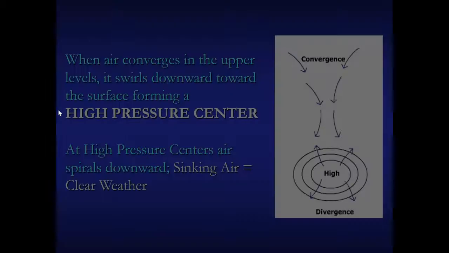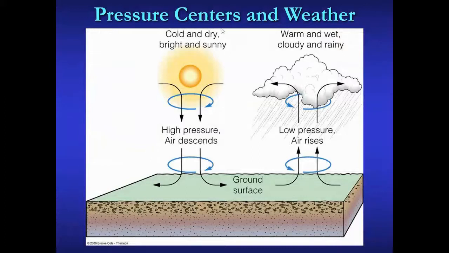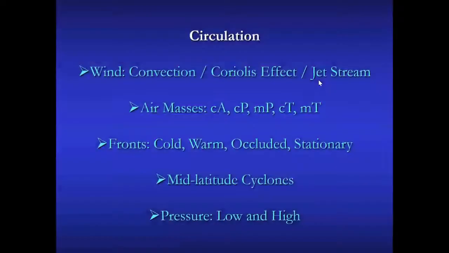So if I were to summarize, I'd show you a picture like this: cold and dry and bright and sunny with high pressure as the air descends. And as the air rises, it cools and condenses to form clouds and storms and rainy weather. So that is low and high pressure.